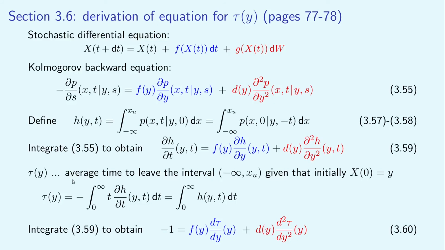We are interested to calculate the average time to leave the interval (minus infinity, xu), given that we started at y. The time to leave this interval is a continuous random variable. Using the definition of the mean, its average, tau, can be calculated as an integral of t times the probability density function of this random variable, which is minus the derivative of h. Using integration by parts, we conclude that tau is just an integral of h. In particular, we can integrate the partial differential equation 359 over y to derive the following ordinary differential equation for tau, which is our quantity of interest.